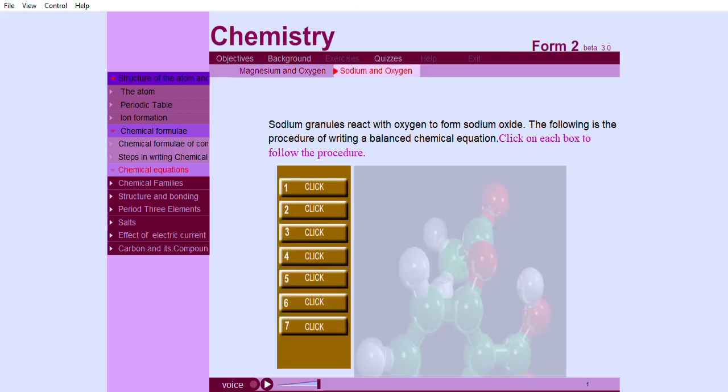Sodium granules react with oxygen to form sodium oxide. The following is the procedure of writing a balanced chemical equation. Click on each box to follow the procedure. Write the word equation for reaction between sodium and oxygen. Step 2. Write the equation using correct chemical formula of reactants and products. Step 3. Count the number of atoms of reactants and products and check whether they are equal.